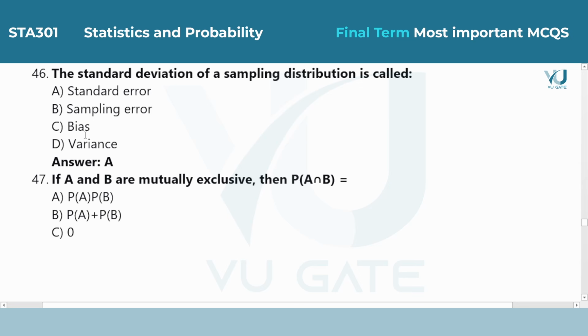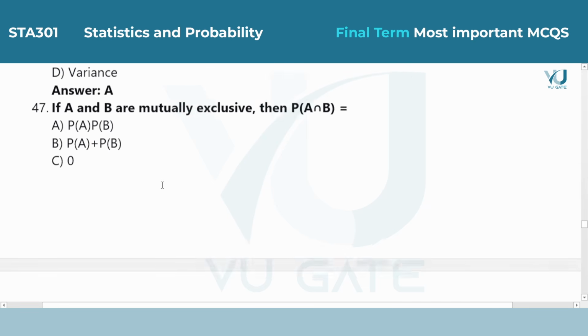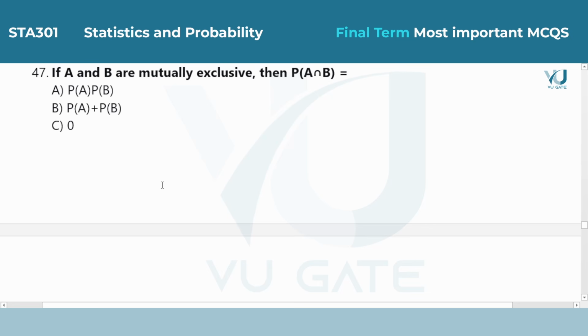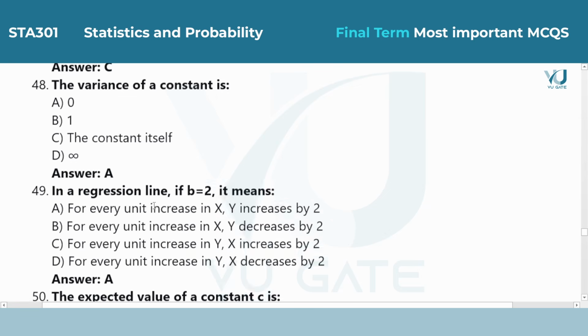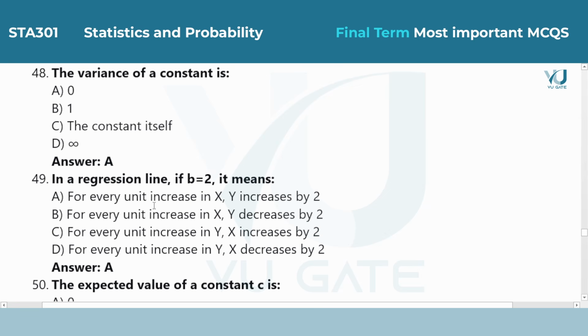Answer: A. Standard error. Explanation: standard error measures the amount of variation or error expected in a sample statistic. Question: if A and B are mutually exclusive, then P of A intersection B equals? Answer: C. 0. Explanation: mutually exclusive events cannot happen at the same time, so their overlap is 0. Question: the variance of a constant is? Answer: A. 0. Explanation: a constant value never changes, so it has no variation or spread.